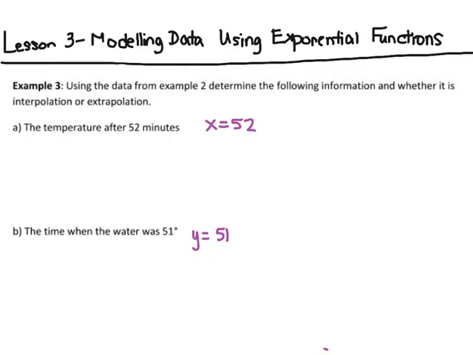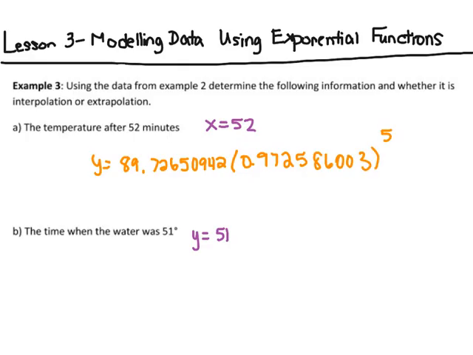So we have y equals 89.7265 times our next number, which is 0.972586003, and this is going to be to the power of 52. And if you type that all in, you should get 21.1 degrees. So after 52 minutes, there's 21.1 degrees.